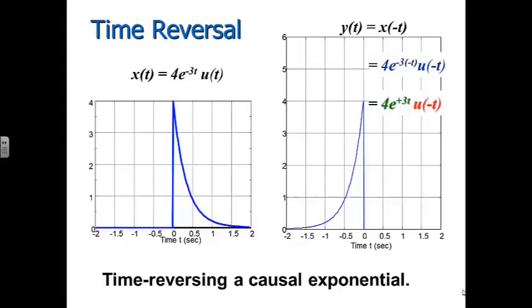Seeing those things graphically, on the left we have our 4e to the minus 3t u of t original signal. Its time reversed version would be 4e to the plus 3t times u of minus t. That u of minus t is a time reversed step function, and 4e to the plus 3t is an increasing exponential. When we multiply those together, we would have the waveform that looks like the mirror image of the original signal that we had when we started, the 4e to the minus 3t.